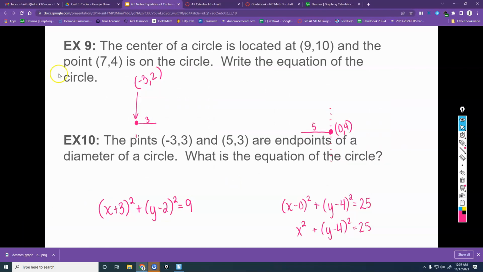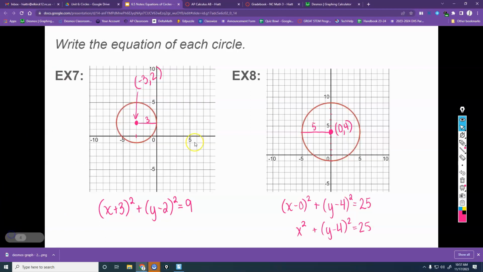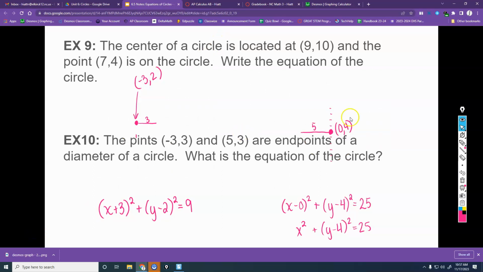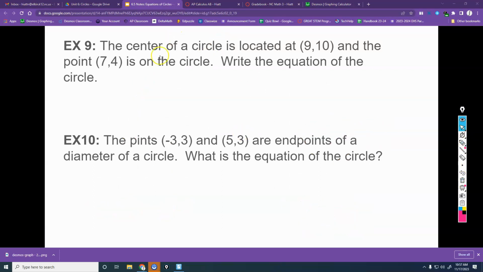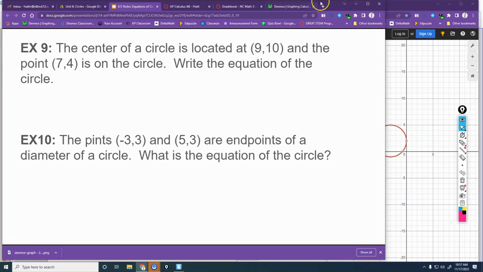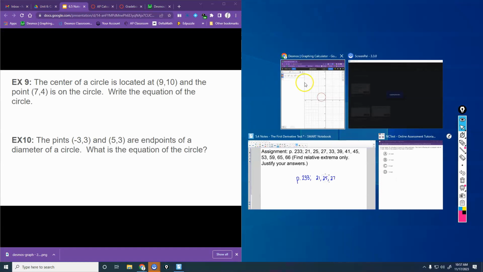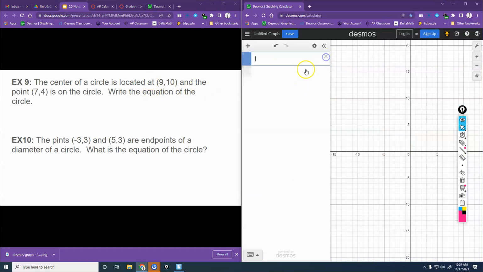All right. Go ahead. They're just asking for the equation of that circle, is all they're asking for. Now, let's look at these, and we're going to use some Desmos on these, because this is not as easy. The center of a circle is located at (9, 10), and the point (7, 4) is on the circle. Write the equation of the circle.